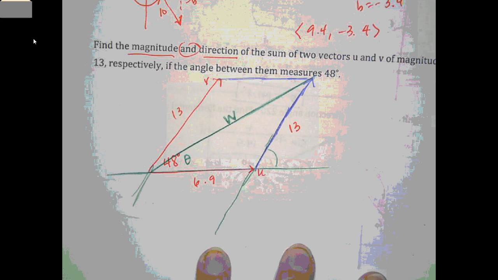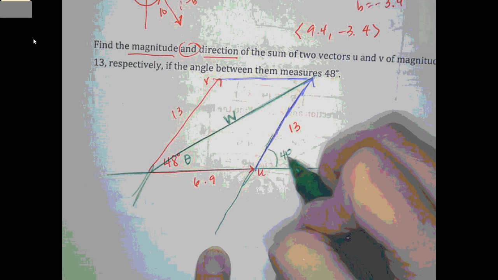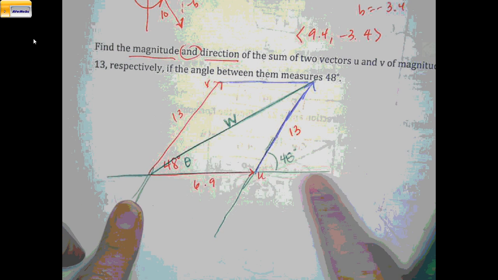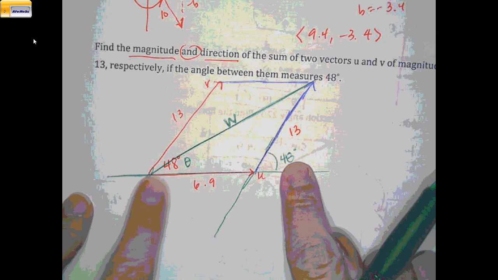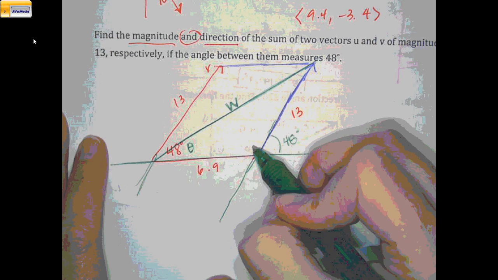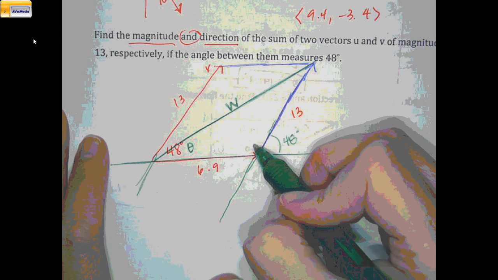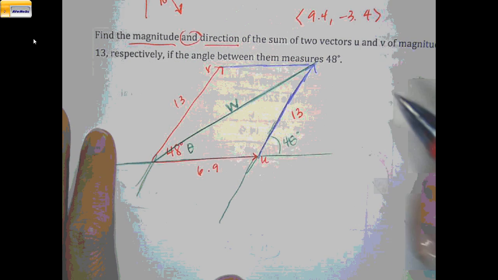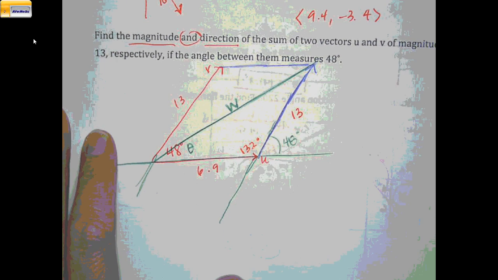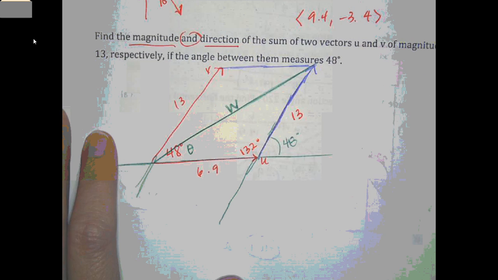How do you know it's 48? What are those called? Corresponding angles, right? We've got parallel lines cut by a transversal. So that's 48 degrees because those two are corresponding angles. If this one is 48, what's this one? What is it? 132. How do you know that? Yeah, they're supplementary. It's 180 minus that.